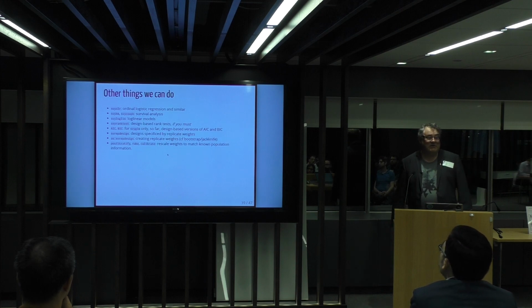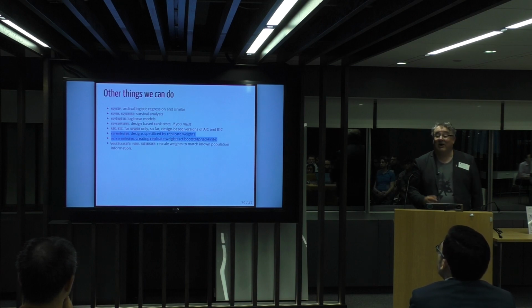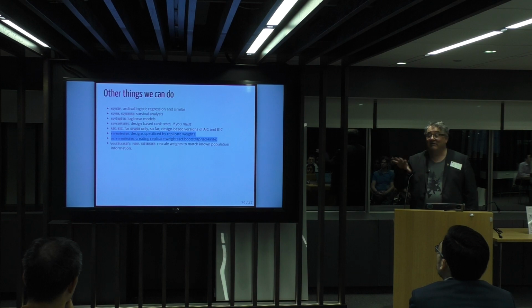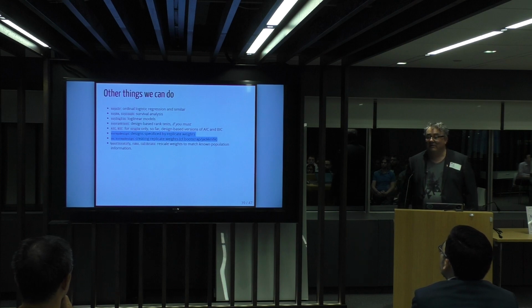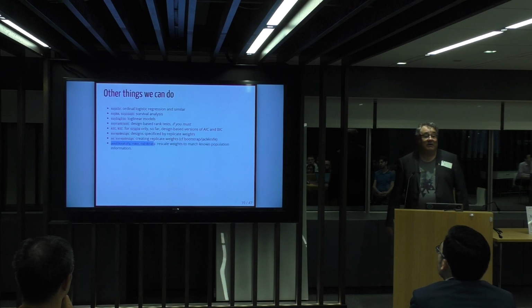AIC and BIC, we invented how to do AIC and BIC for weighted model comparisons. And then sometimes you get designs specified by sets of basically bootstrap or jackknife weights. So they don't tell you the survey design information, they just give you a set of jackknife weights that sort of encapsulate it, and you can do that. And then there's functions to rescale your weights to match known population information.